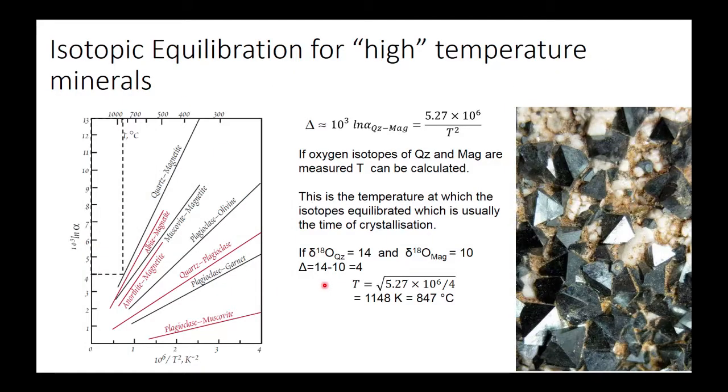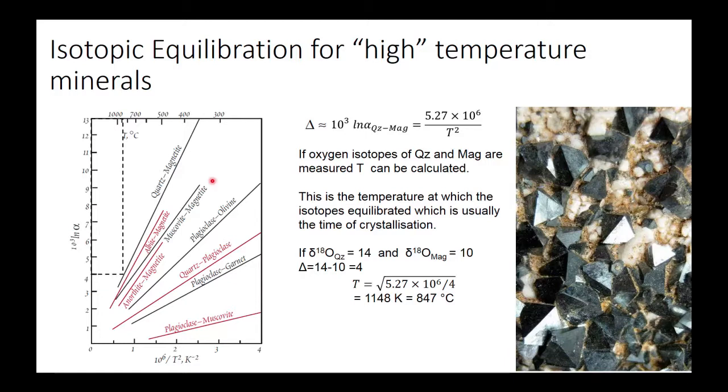Now, in high temperature systems, we can do the same thing. We can do experiments in the lab at high temperature, and we can grow minerals and measure the differences between them, and that's effectively how these things arise. But we've also got the problem that these are two solid phases that we're trying to equilibrate isotopes between.